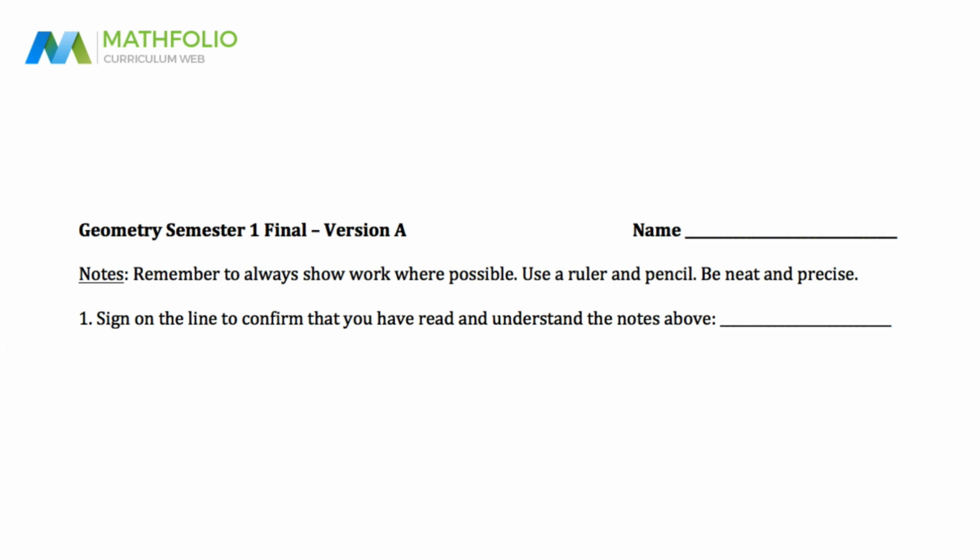Alright, so question number 1 in the packet just asks you to sign to say that you've read and understood these notes. Basically in geometry we want to be super neat and precise, so using a pencil, ruler, etc. is super important. And this question also catches the students who don't read everything, so it's really important that you read everything. If question number 1 is to sign, then you can't complain if you lose points for not doing something simple like writing your name. Alright, so that was question number 1.